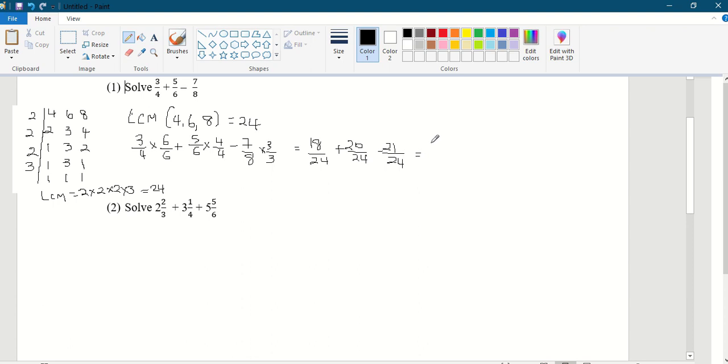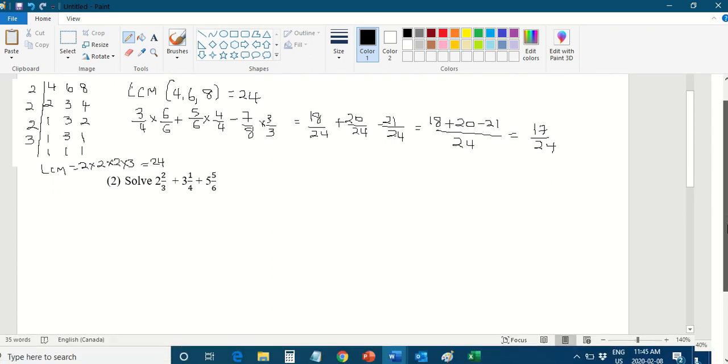Now that we have all common denominators, we add and subtract the numerators. So 18 plus 20 minus 21, all over 24. Notice the common denominator stays the same. Simplifying this, we will get 17 over 24. And then we check, can we reduce this further? We cannot. So that will be our solution. Let's look at the next one.